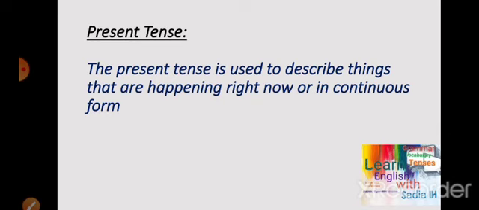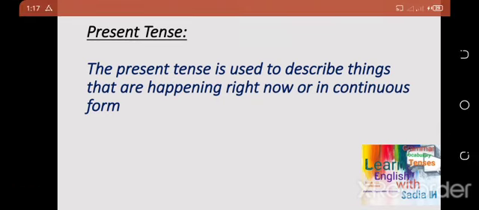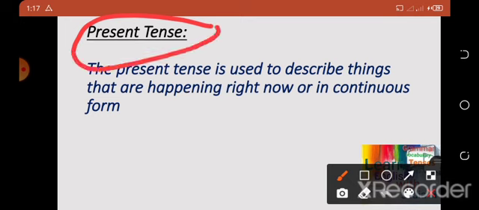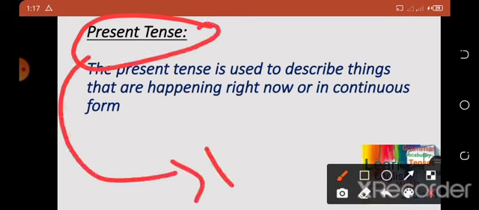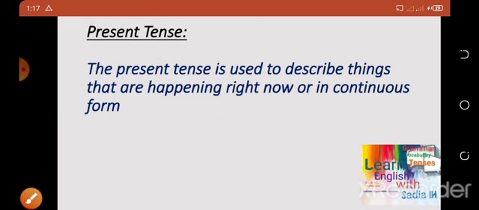Today in this video we are going to deal with the present tense, and in present tense we are going to deal with only its first type, that is present indefinite tense. So the present tense is used to describe the things that are happening right now or in the continuous form, as I have told you earlier.